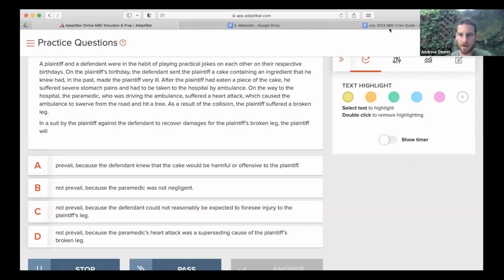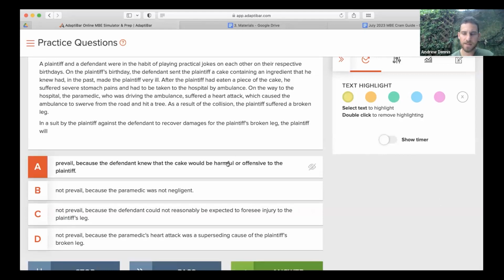We believe A here, right? Some people, it was pretty scattered. Everyone picked A because this is pretty messed up, right? But now the question people probably have is, well, the broken leg seems very far removed from the, what would we call this? The birthday cake.